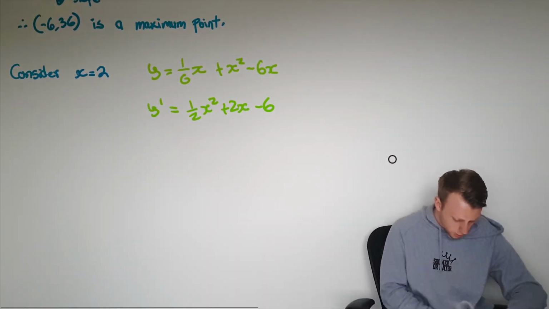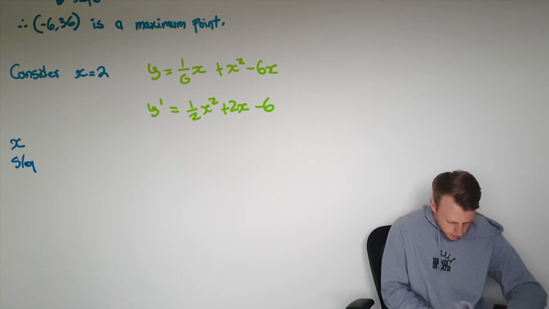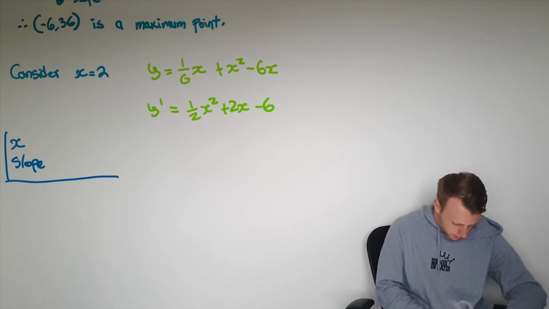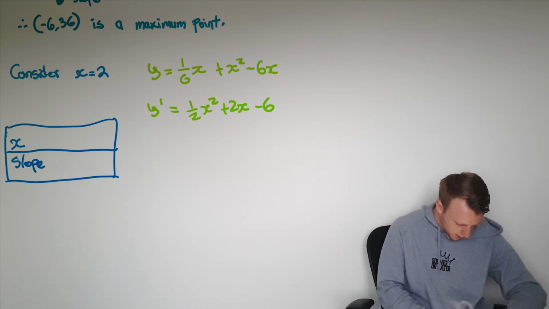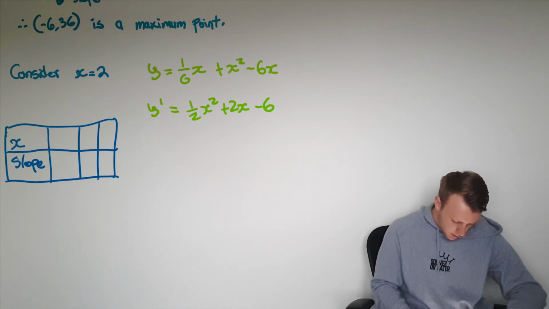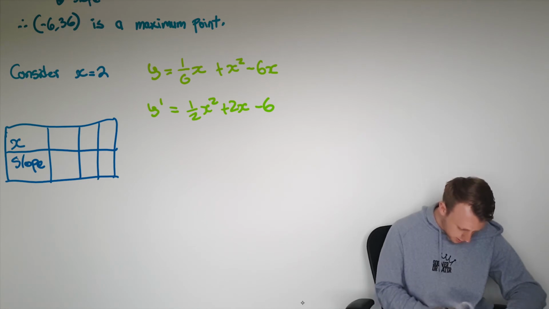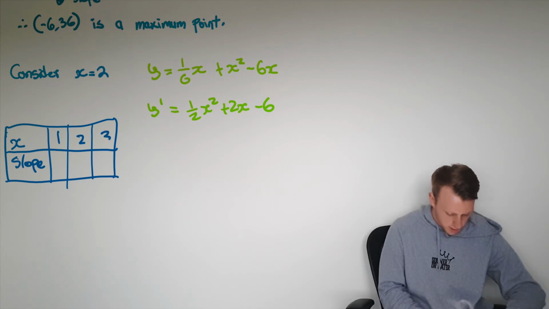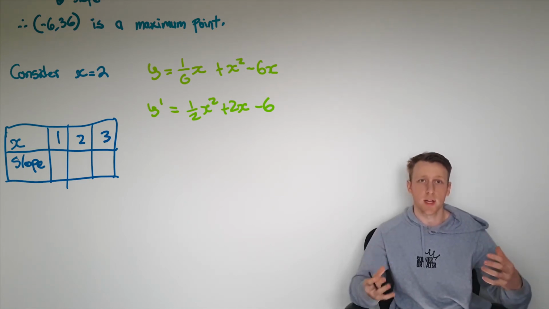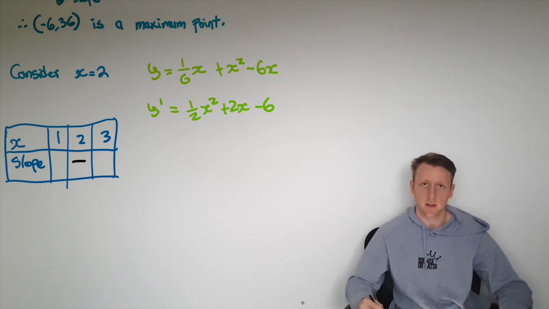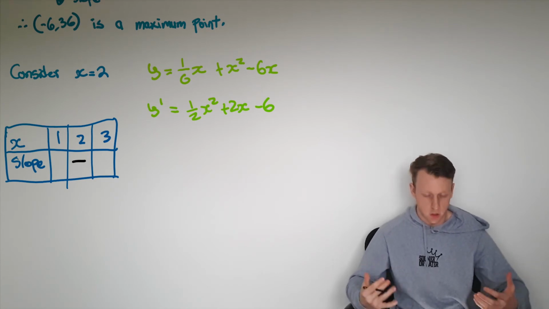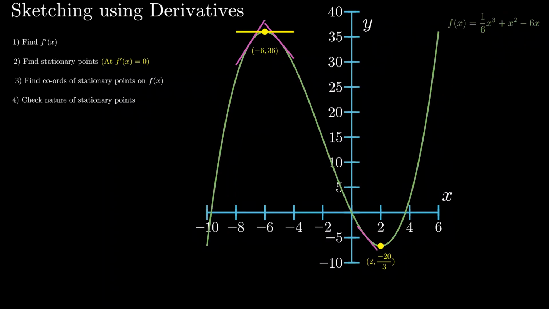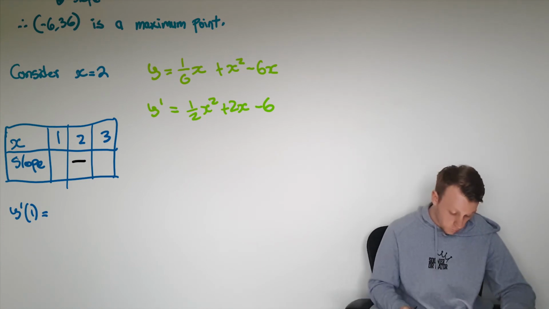Okay, so again, I'm going to draw up my gradient table where I've got my x points and my slopes. And I'm going to consider the points when x is 1, when x is 2, and when x is 3. And I know the slope at the point x being equal to 2 is flat. I already know that because I've determined that. Now I need to work out what is the gradient doing at these other x points. What's the corresponding y value of the derivative function?